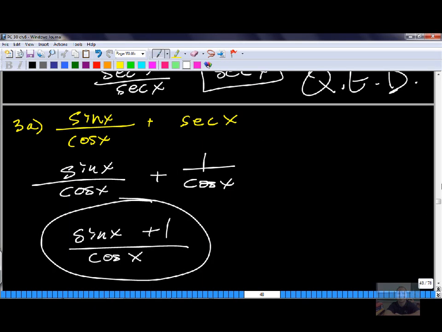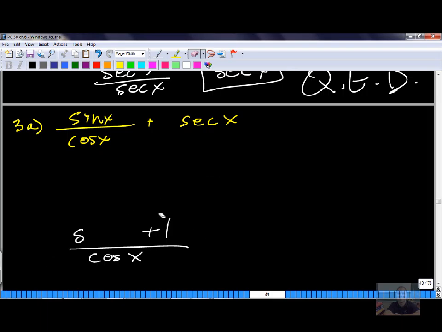Question number 3, this is an exercise where it says, use a common denominator to express the rational expression as a single term. Alright, so this is what we're going to do. I'm going to erase that real quick. You need to see that. Awesome. And it says, add these things. Basically means combine these two terms.